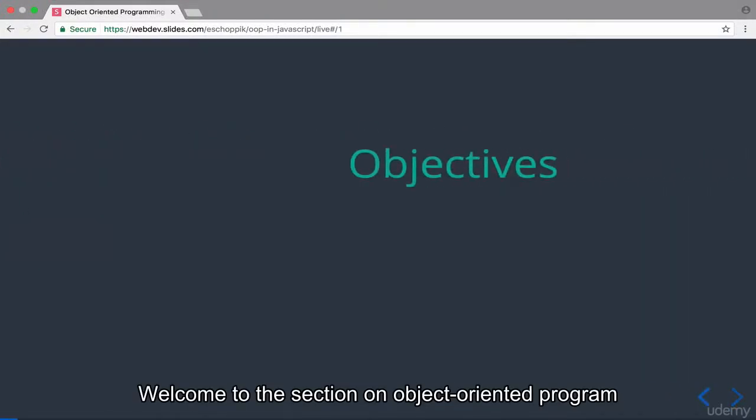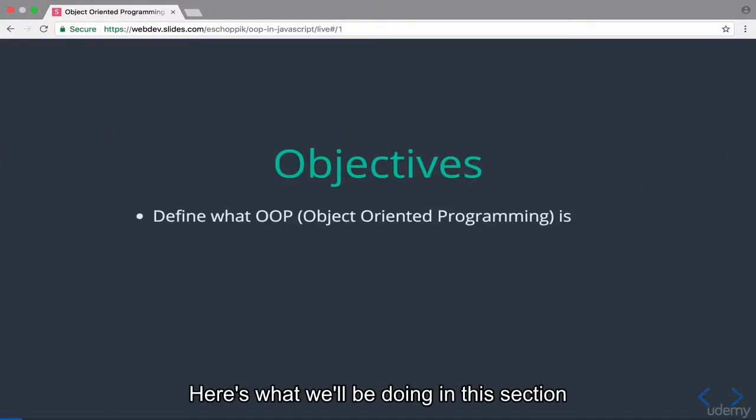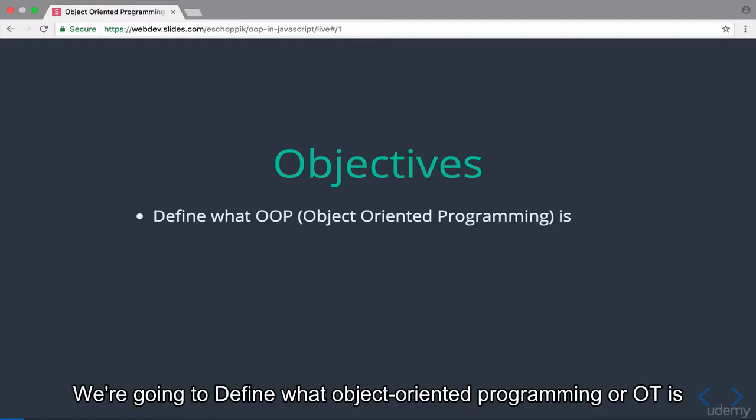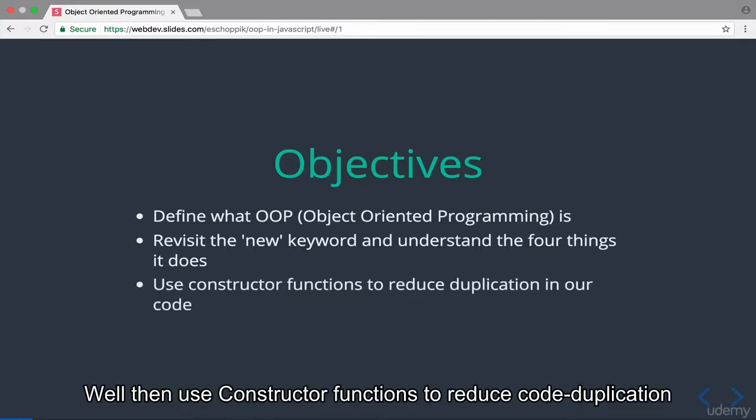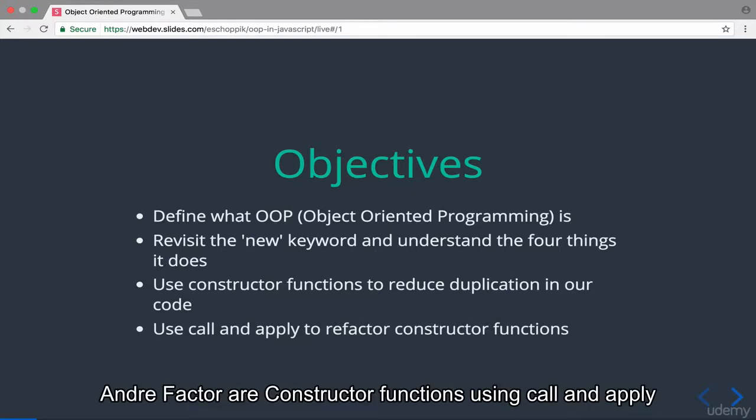Welcome to the section on object-oriented programming. Here's what we'll be doing in this section. We're going to define what object-oriented programming, or OOP, is, and revisit the new keyword, and understand it in quite a bit of depth. We'll then use constructor functions to reduce code duplication and refactor our constructor functions using call and apply.